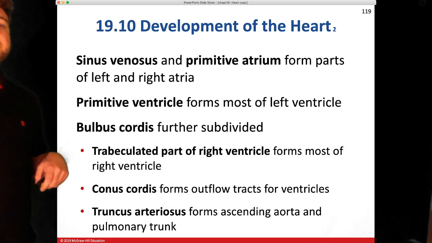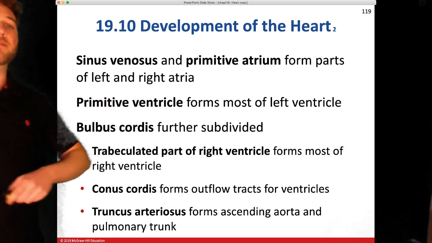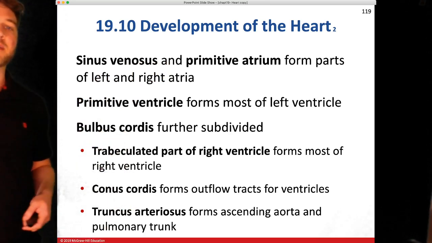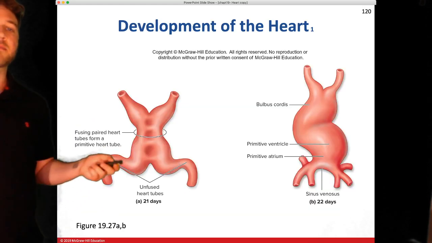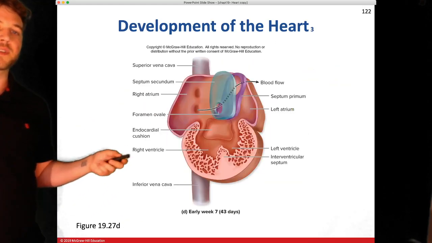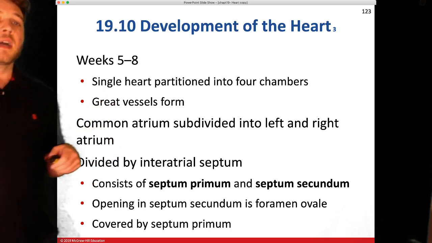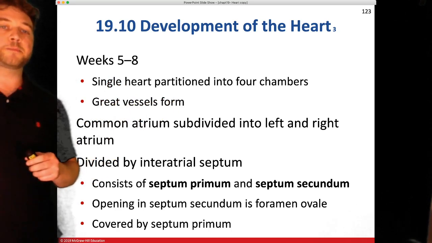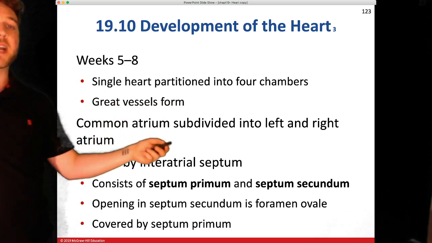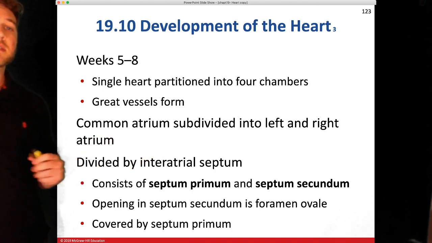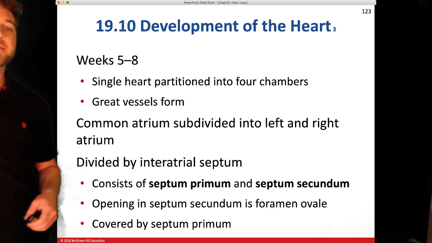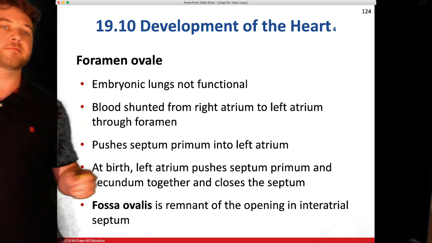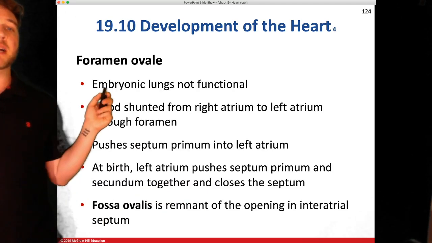The sinus venosus and primitive atria form parts of the left and right atria. I don't get too big into heart development stuff. Let's see. Yeah, pretty pictures, nice folds, cool. Weeks 5 to 8, you get this single heart partitioned into 4 chambers, and your great vessels starting to form. A common atrium is subdivided into left and right atria, divided by the interatrial septum. The opening in the septum is the foramen ovale. Your foramen ovale, this is the part that you know.